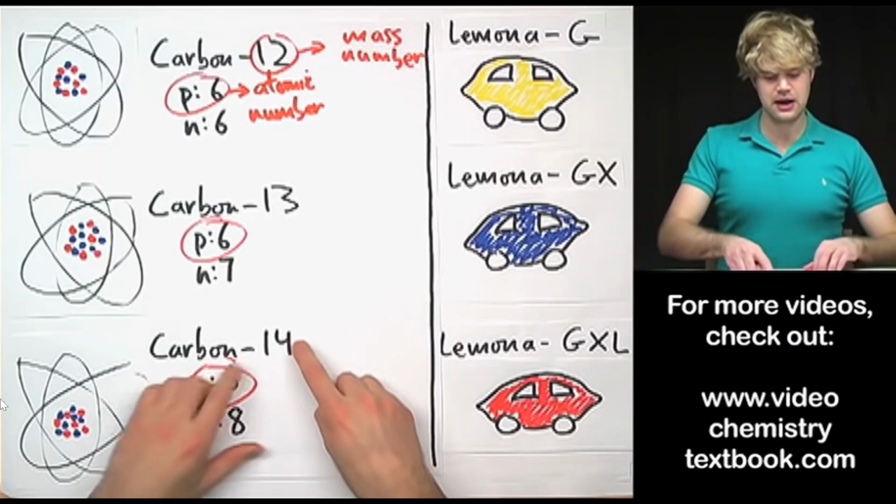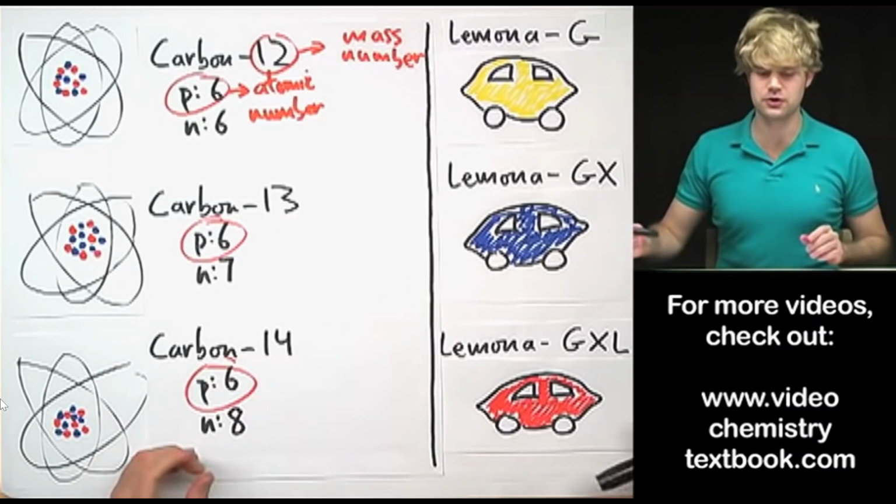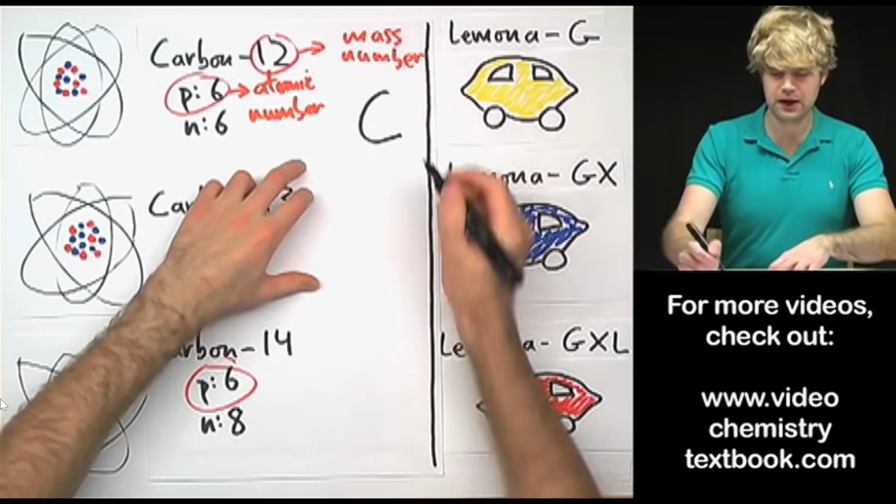There's another way that we sometimes indicate these different isotopes of an atom, instead of writing 12 and 13 and 14, and that's by using something called isotope notation. Let me show you how we do that. To write carbon-12, 13 or 14 in isotope notation, we start out with the chemical symbol. If you don't already know that, you can find it on the periodic table. Here it is, a big uppercase C. So I start with my C for carbon.